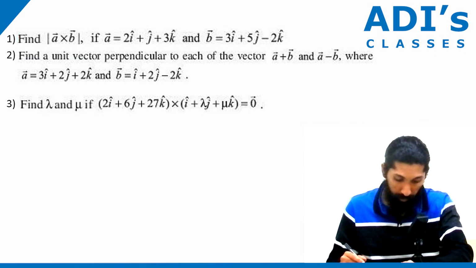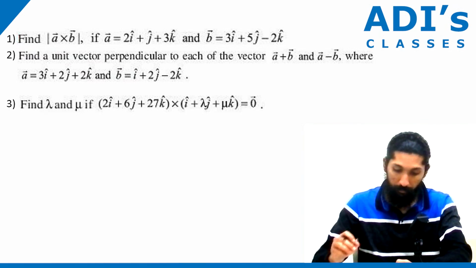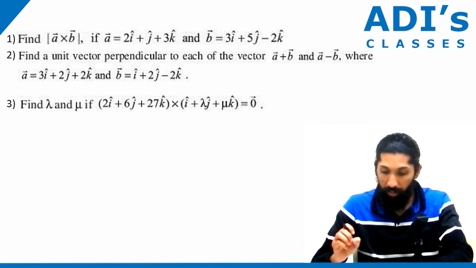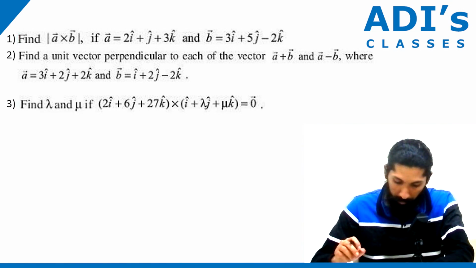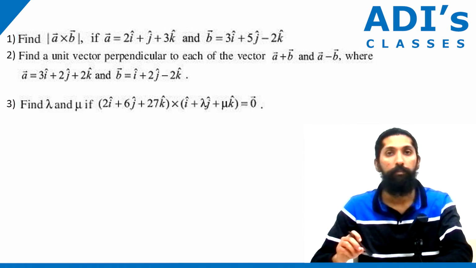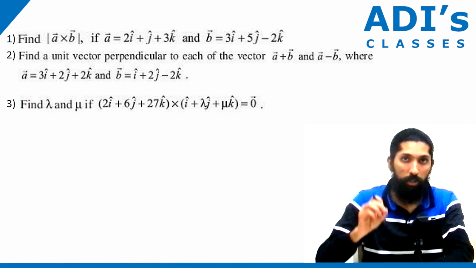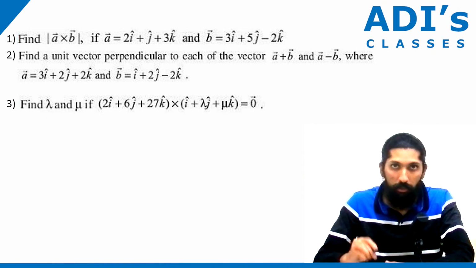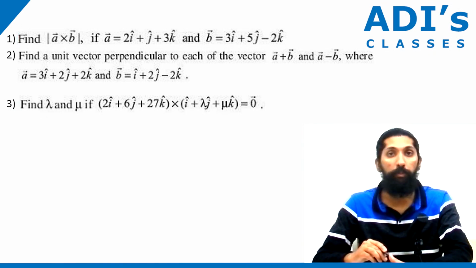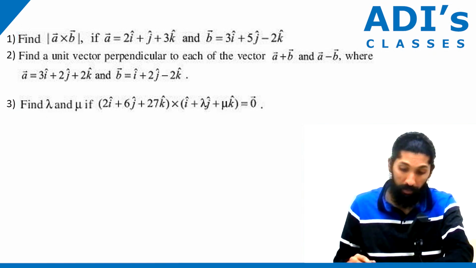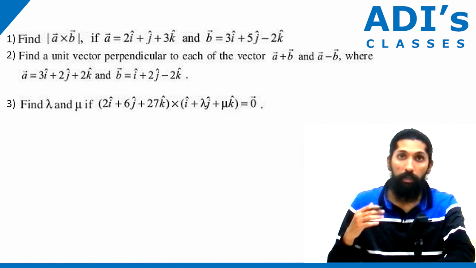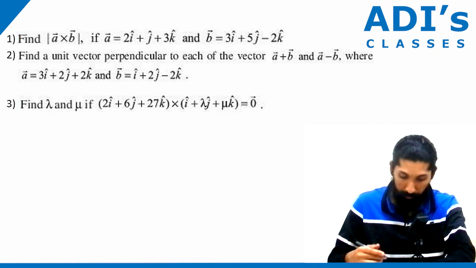Fine. See the second one. Find a unit vector perpendicular to each of the vectors A plus B and A minus B, where A and B are given by this. Now remember, if you calculate the cross product, that is a vector perpendicular to both the given vectors, correct? Here we have A plus B and A minus B. Let's calculate A plus B and A minus B.